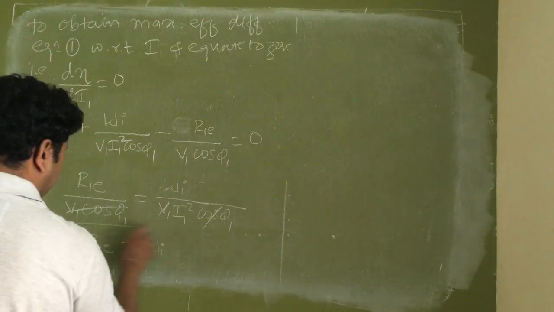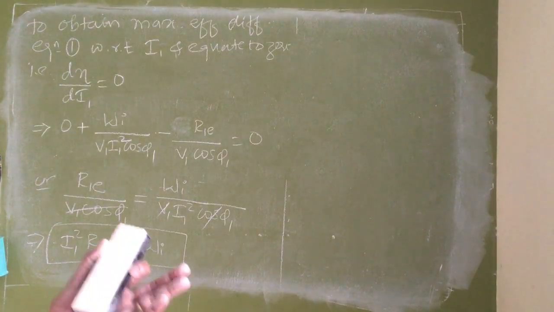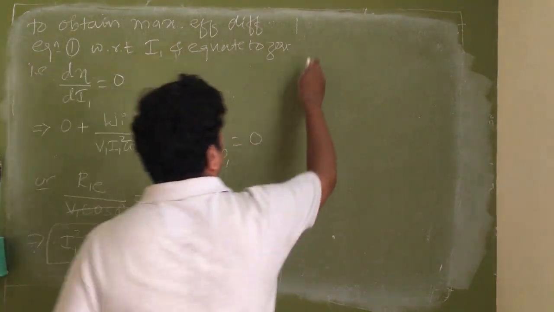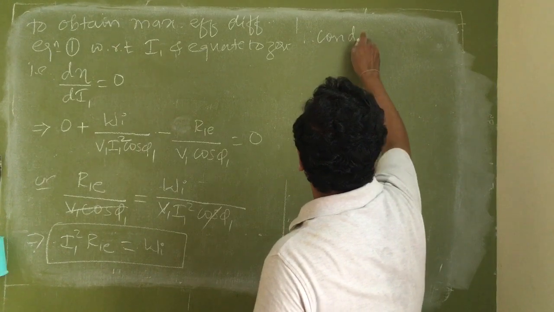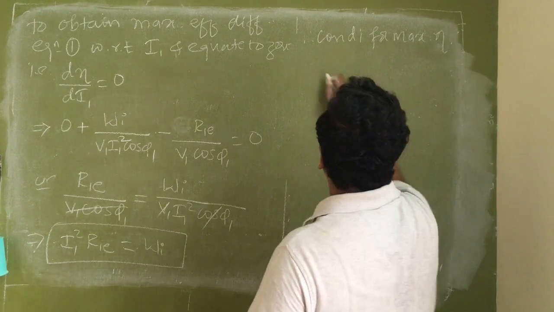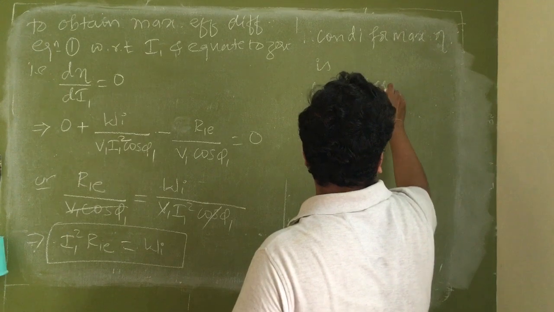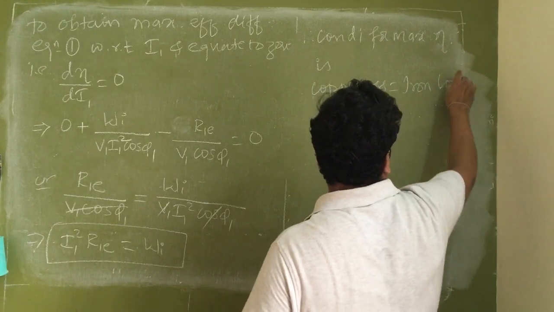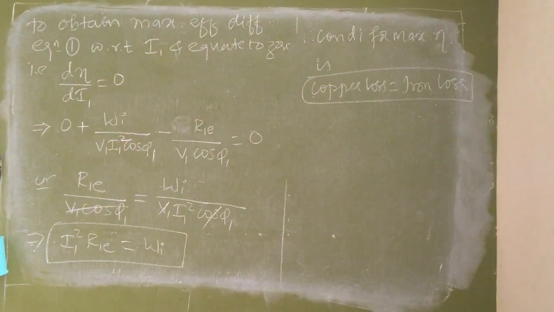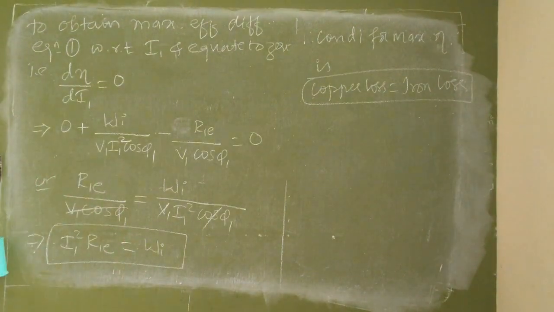Okay. So what is the condition for maximum efficiency? The condition for maximum efficiency is that when copper loss becomes equal to iron loss, the maximum efficiency occurs. Therefore, the condition for maximum efficiency is copper loss equals iron loss, or core loss, both are the same. When you derive it in the textbook, it is shown as iron loss equal to copper loss. It is copper loss equal to iron loss.